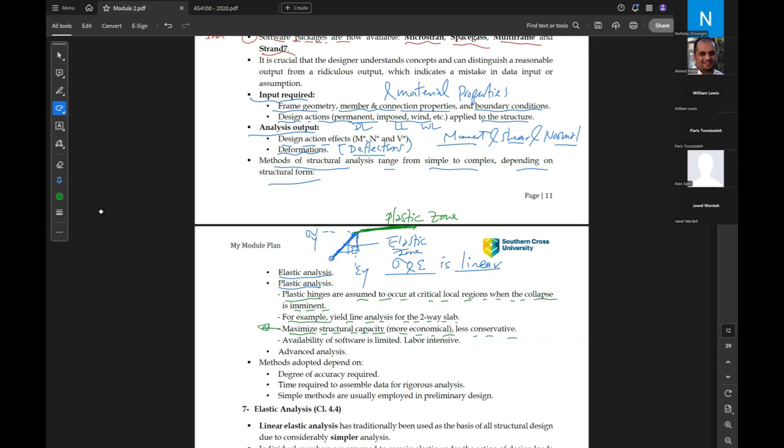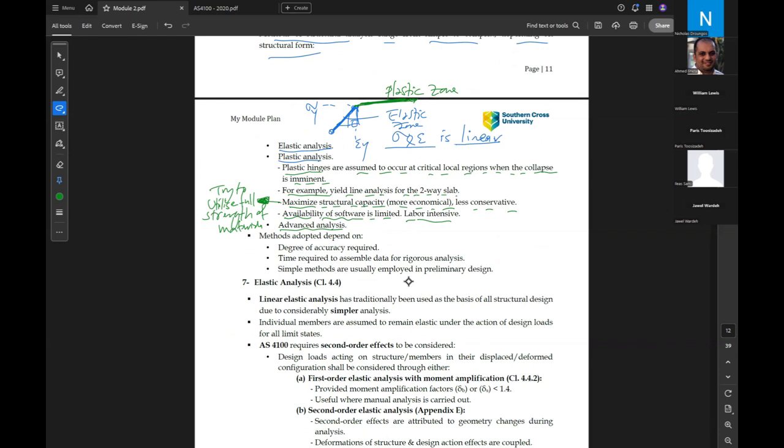So the plastic analysis will be more economical because you try to utilize the full strength of the material. So this is the main idea, the full strength. The drawback of this method is the availability of software. Not many software packages can apply plastic analysis, and it also takes time and is labor intensive. The third is advanced analysis, which is more complicated compared to the plastic analysis.